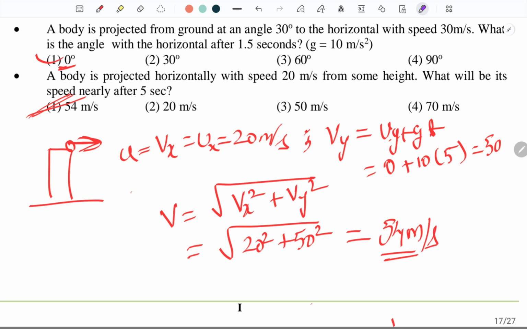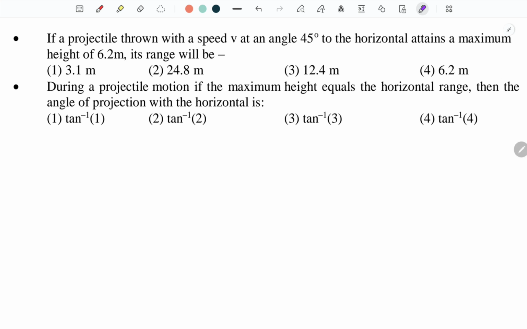What other ways do we have? We can find out at this time where it is reaching. Or we can find the time of flight, the time taken to reach the ground. After finding 54, we can find the time taken to reach the ground. It must be coming nearly to the 5 seconds part. Anyhow, I hope you understood this particular question. Okay, let's solve the next question.